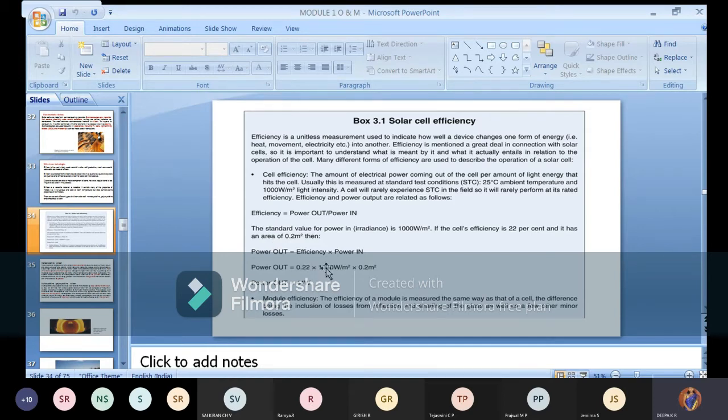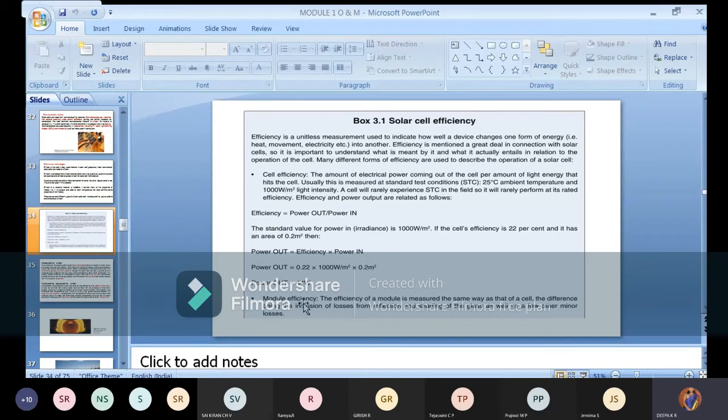So 0.22 into 1000 watt per meter square into 0.2 meter square will give you the total output of a cell. So 0.2 meter square is the actual panel size, and it is getting a minimum irradiance of 1000 watt per meter square, and you are achieving an efficiency of 0.22. So total output you are getting is 44 watt from that solar panel. The same way you can change the values and find it: that is efficiency into irradiance into the area you have chosen.